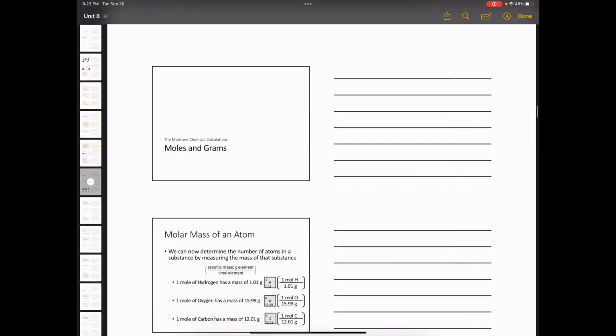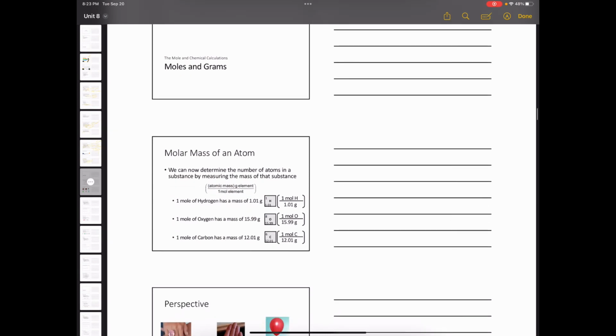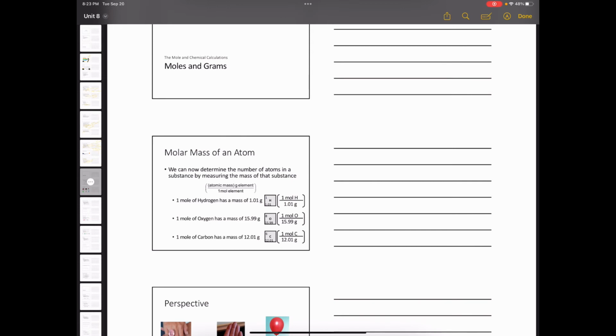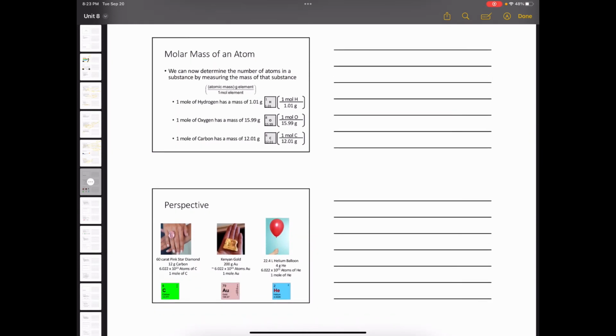Okay, so now that we can convert between moles and number of atoms using Avogadro's number, let's look at the relation between moles and grams, because if we can convert grams to moles, we can easily convert the moles into number of atoms. So that's what we use, what's known as the molar mass of an atom, and we can get that always from the periodic table, and that's the same thing as the atomic mass unit that we looked at.